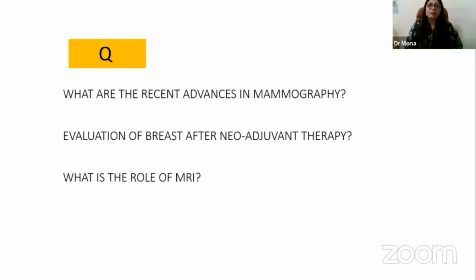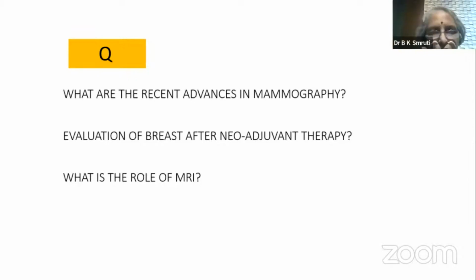As far as the second question, evaluation of the breast after neoadjuvant therapy, the main aim of imaging would be to delineate the exact extent of the disease before starting the neoadjuvant chemotherapy. And how is this done? This is done with the help of mammography, ultrasound, and dynamic contrast-enhanced MRI.